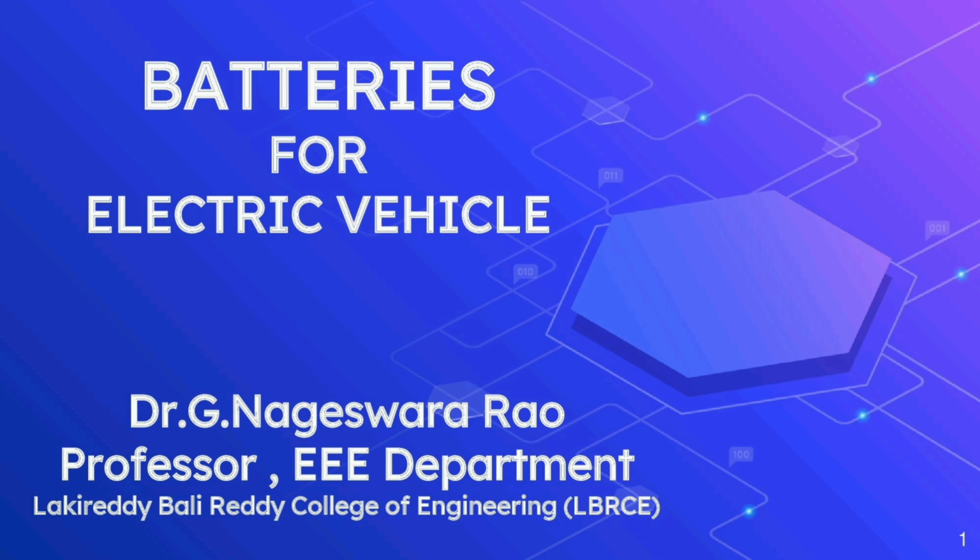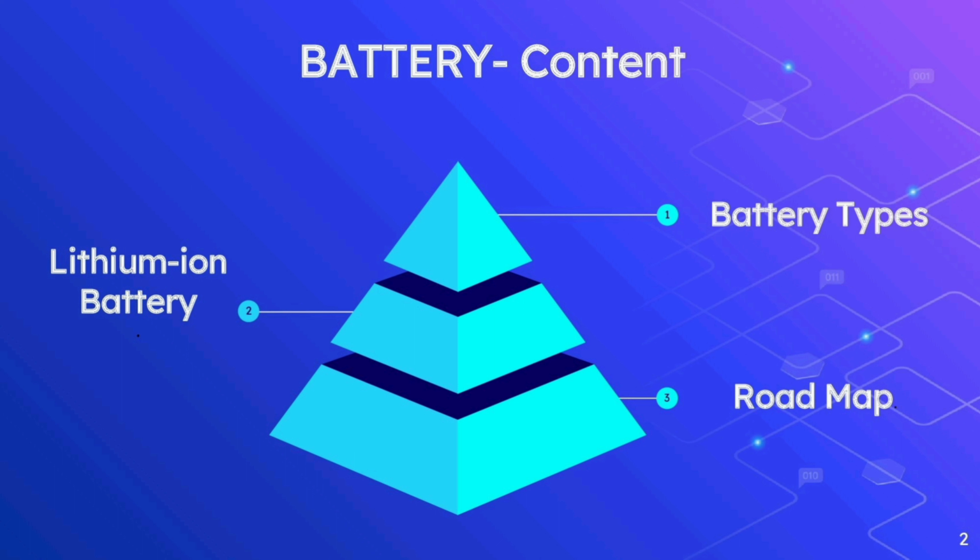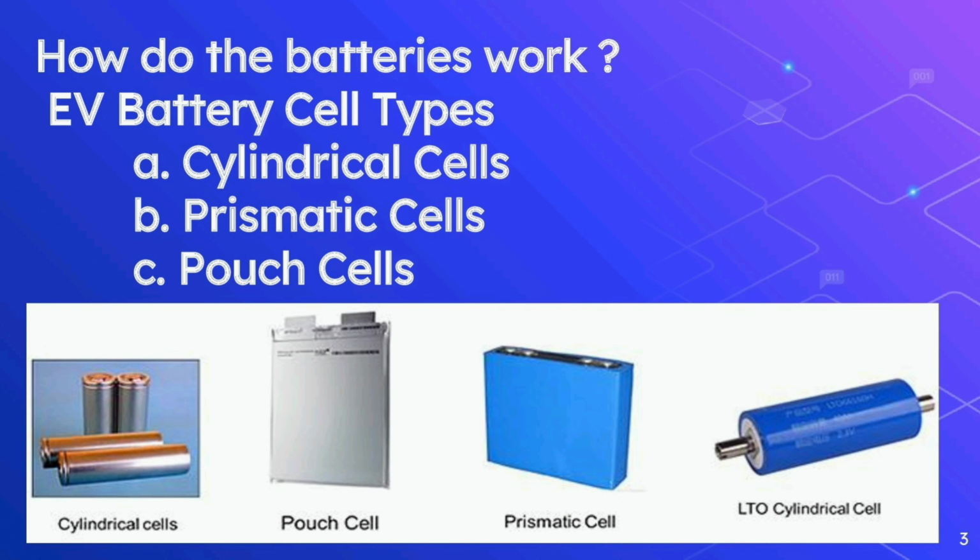Unit number 2, batteries for electric vehicles. The content in this unit is types of the batteries, different parameters, capacity, discharge rate, state of charge, state of discharge, depth of discharge, technical characteristics, battery pack design, and other properties of batteries. How do the batteries work?